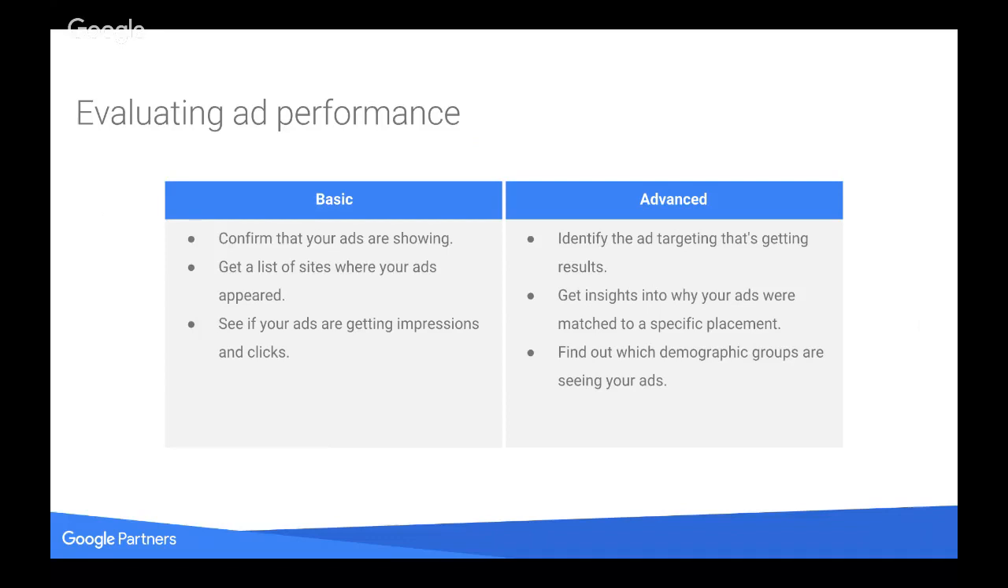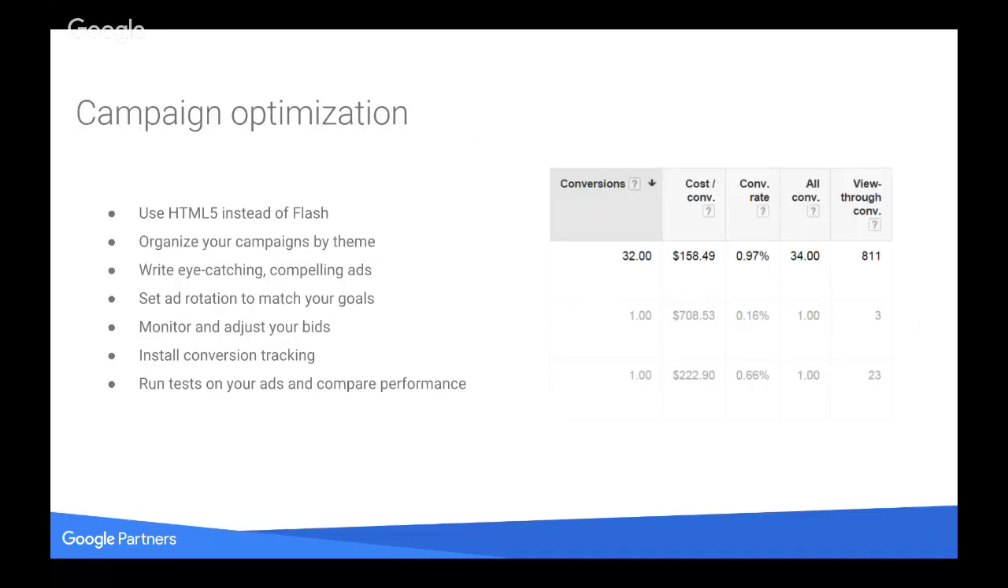But once they've worked for, say, a week or two and you have enough data, you want to identify the ad targeting that is getting the most results, which is conversion. So where is the click-through rate really high? Where is the conversion rate really high? And you want to get insights into why your ads are matched to a specific placement. So go visit the placement, see if that's actually relevant to what you're selling or what you're talking about. And also find out which demographic groups are largely seeing your ads. So you'll be able to see that under the display network tab and evaluate if you're doing much better within a certain demographic group so that you can up your bids or lower your bids as per the data that you see in the account.